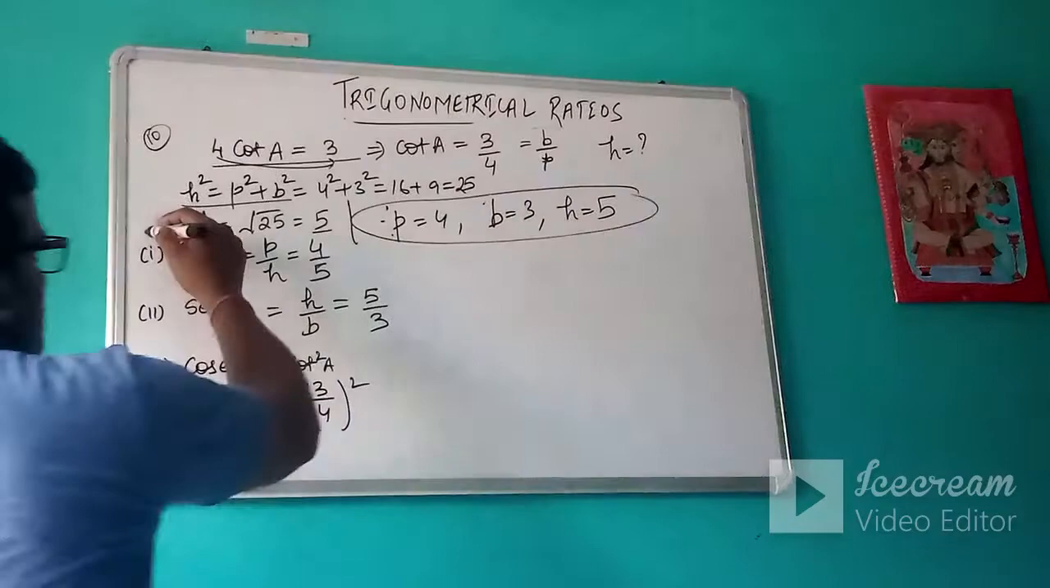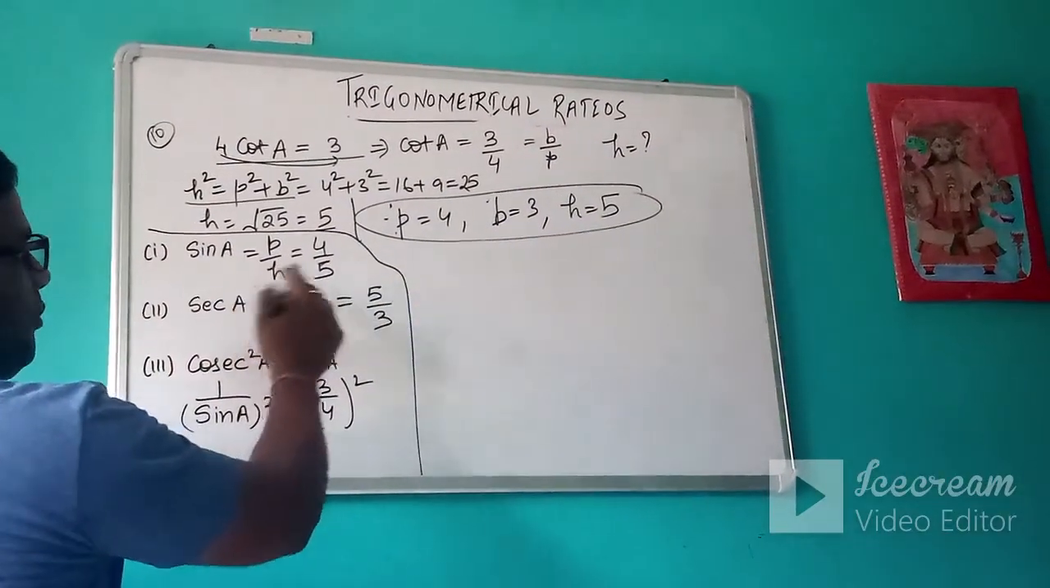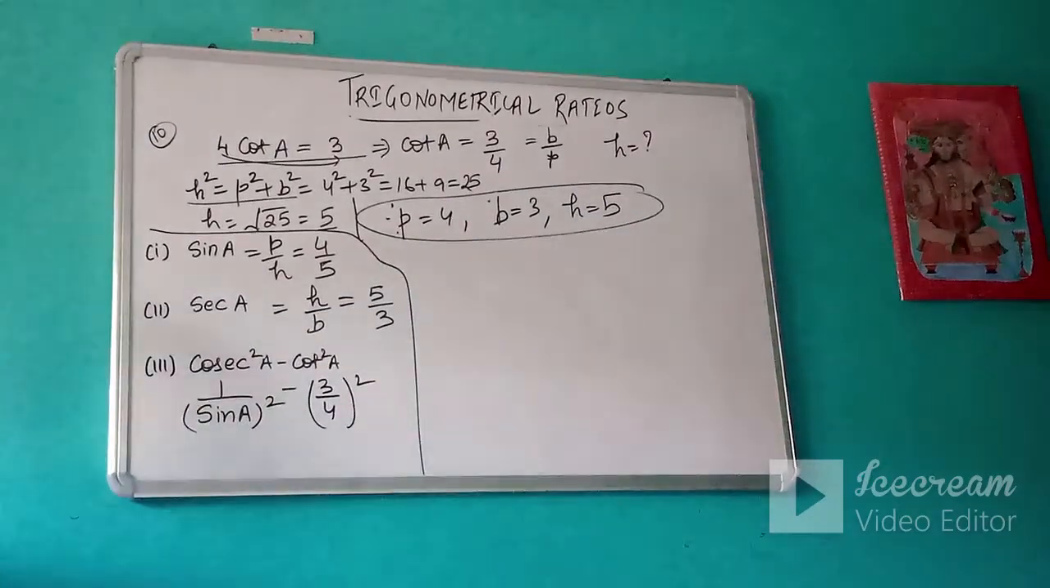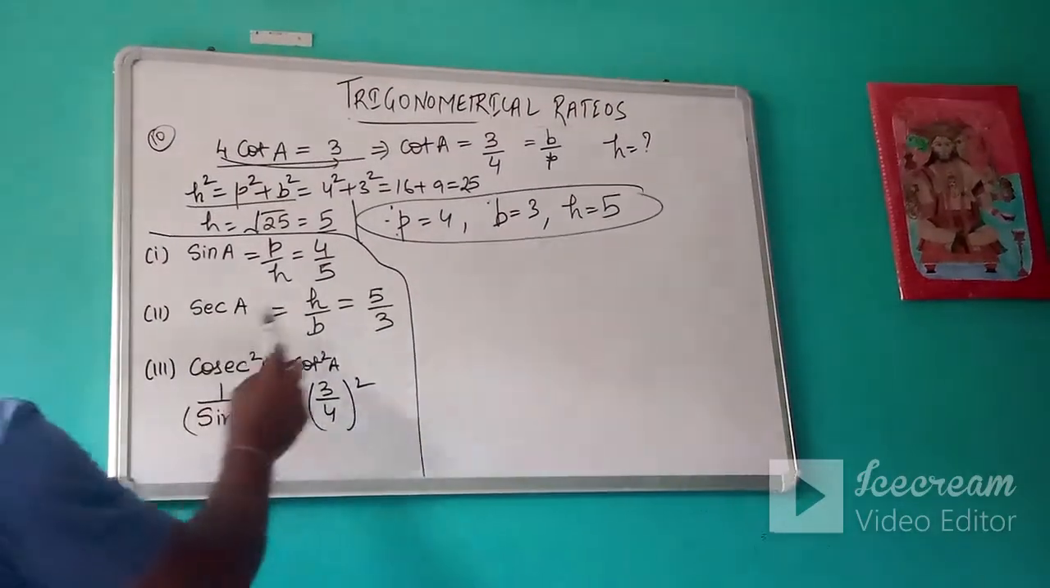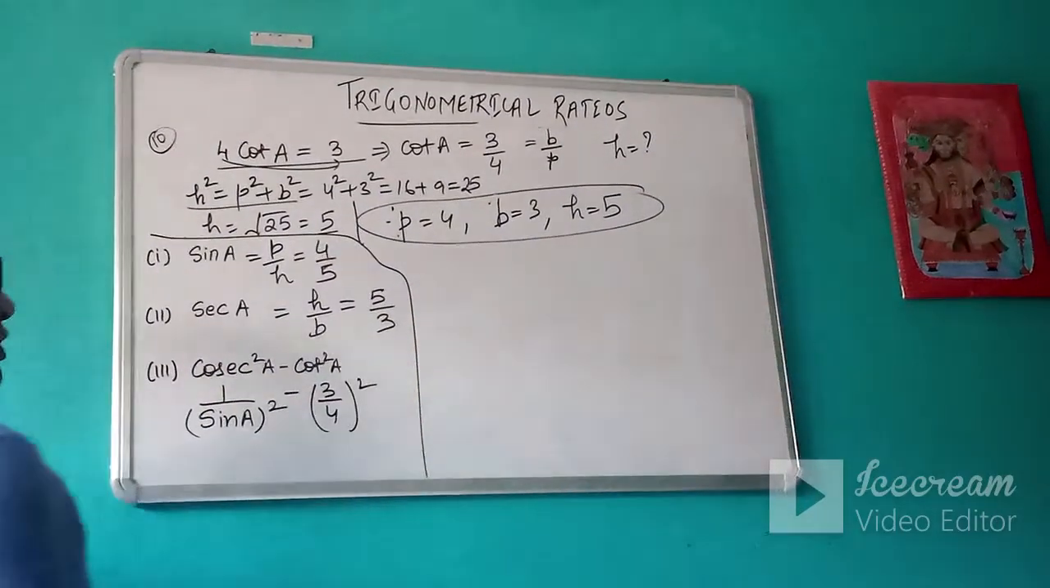So in the very first part, what is asked? Sin A. What is sin? P upon H. That is 4 upon 5. What is sec? H upon B. So H was 5, B was 3, so 5 upon 3.